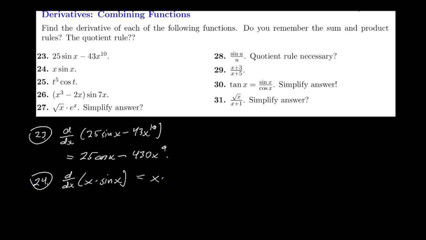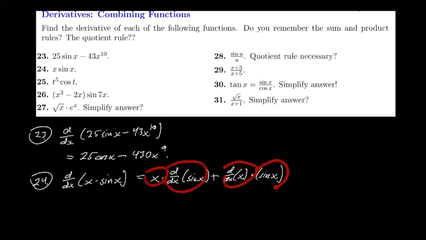One way you could write this, I like this d over dx notation because it hints to you what you need to do. You're basically doing the first times the derivative of the second plus the derivative of the first times the second. So that's x, derivative of sine is cosine, plus the derivative of x is just 1 times, and then you don't do anything with sine. So that's the answer, x cosine x plus sine x.